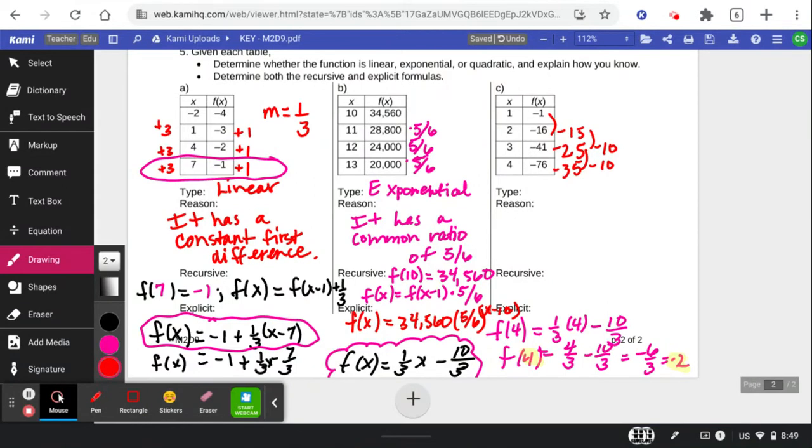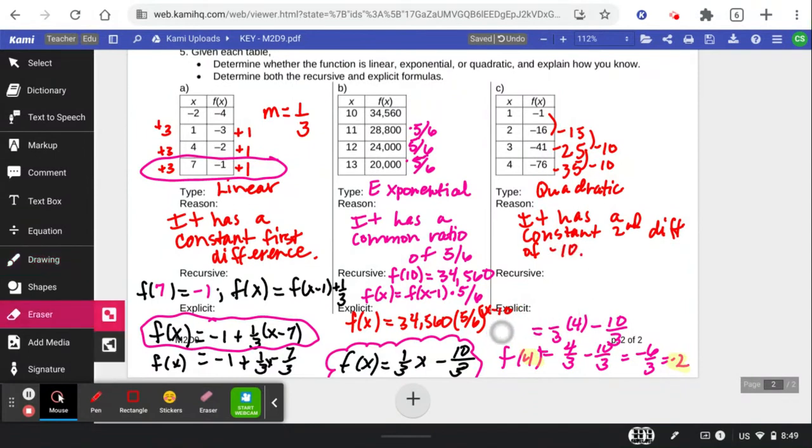So my type is quadratic because it has a constant second difference of negative 10. So my recursive, by the way, I'm going to erase this work down here from my explicit work testing, just so I can make space for this answer.